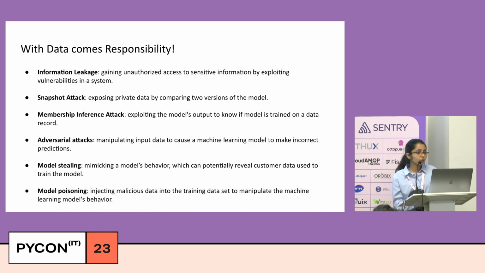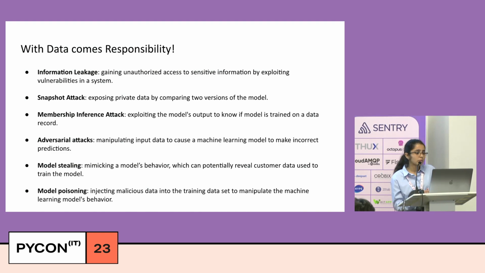Now there are a few common privacy attacks that are possible. We will discuss a few of them here. The most common is information leakage. It's basically gaining unauthorized access to your data through security vulnerabilities in the system or the model. And then there is a snapshot attack in which attackers try to take snapshots of the model at certain intervals and then combine them to launch an attack.